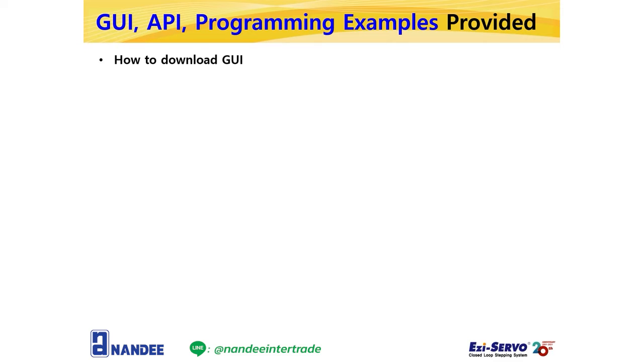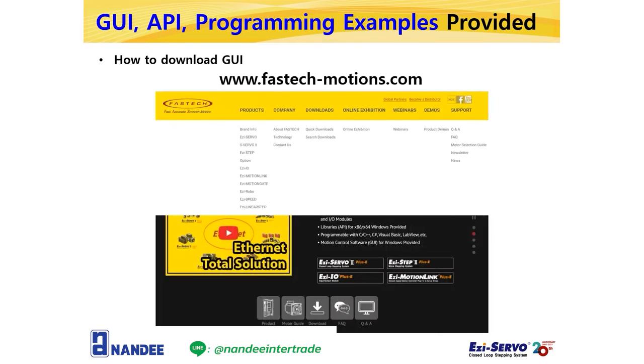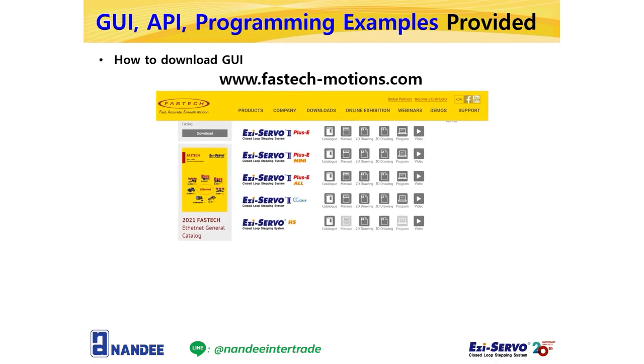First of all, the GUI software can be downloaded for free from the website. If you access the following address and place the mouse pointer on the Download tab of the home page, the item called Quick Download appears. Click on the item to display the product list. You can download the GUI software by clicking the Program button of the EZ Servo 2 plus E All product among the products in the list. You can also download the same software by clicking the Program button for other Ethernet products.